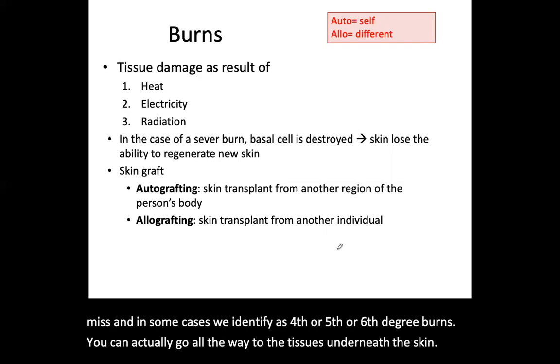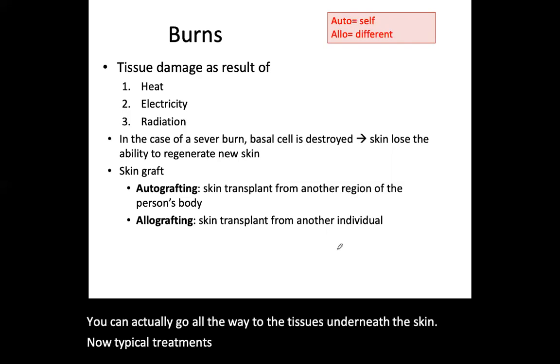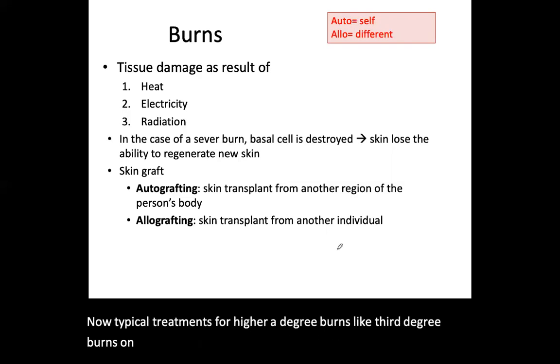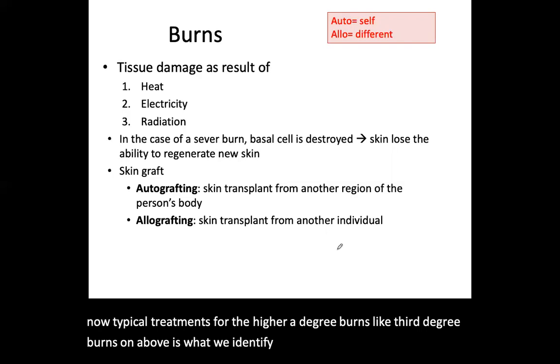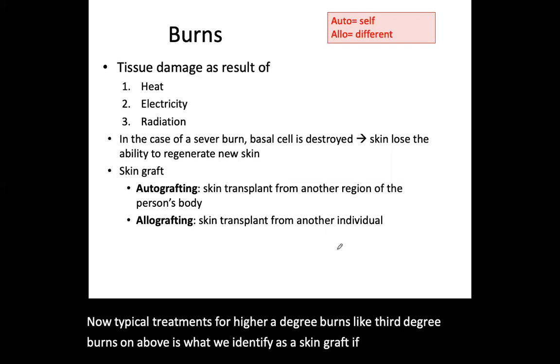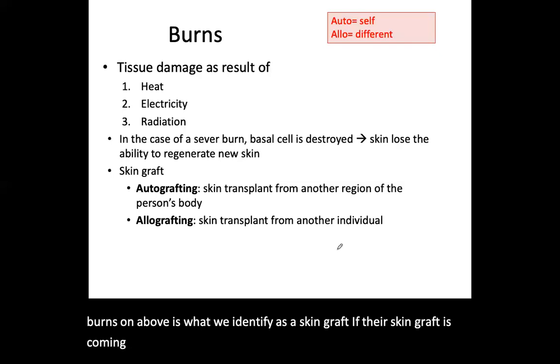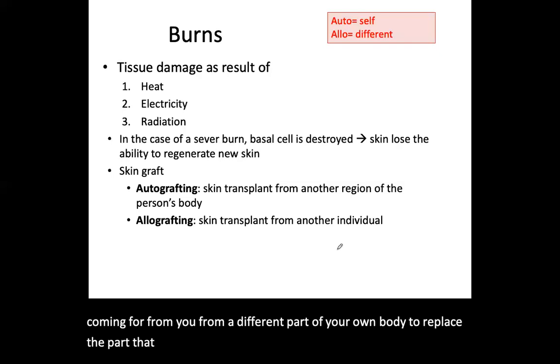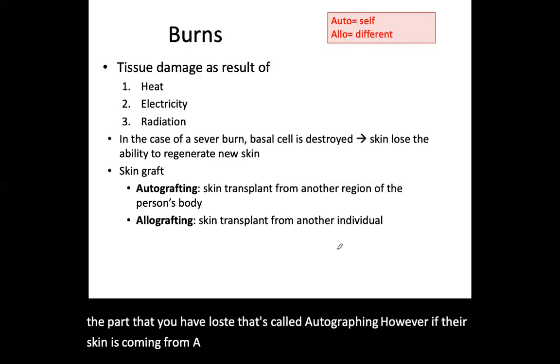Now, the typical treatment for the higher degree burns, like 3rd degree burns and above, is what we identify as a skin graft. If the skin graft is coming from a different part of your own body to replace the part that you have lost, that's called autografting. However, if the skin is coming from a different individual, that's called allografting.